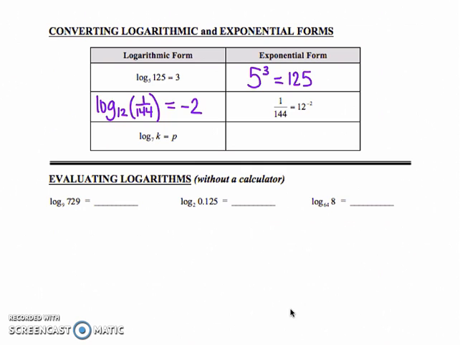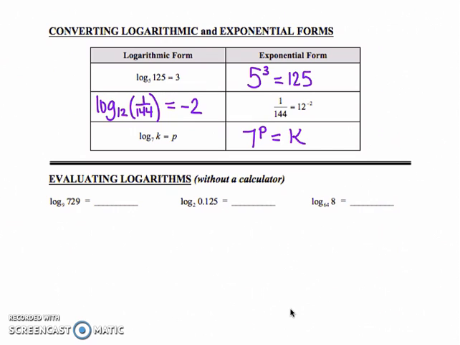And then my last example, again, going from log form to exponential form, begin with the base. The base of the log is 7, so the base of the exponent will be 7. My exponent is p, and 7 to the p power will be equal to k.